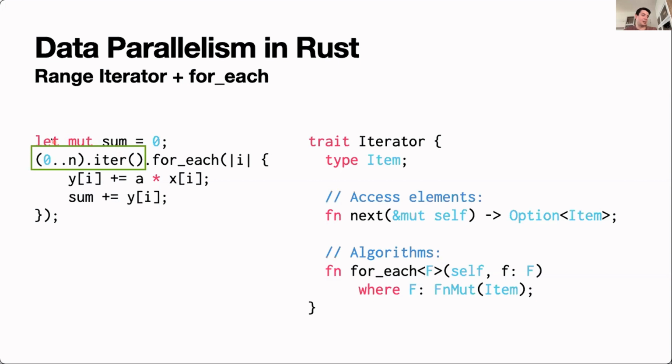The iterators in Rust implement an interface called the iterator interface. It declares things like the type of the items of the range, like what's the element type of a range of integers in this case. It has hundreds of methods, but essentially methods for things like accessing the element, like next, to access the next element, and algorithms like for each that are customized with generic functions.